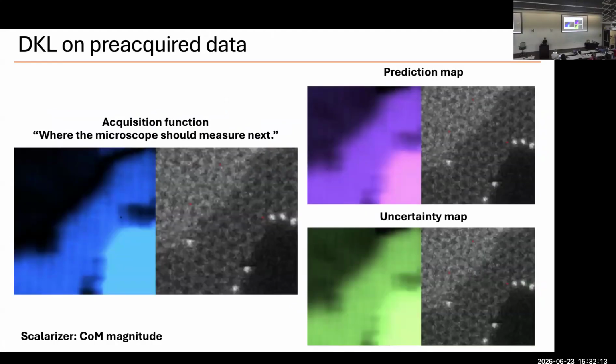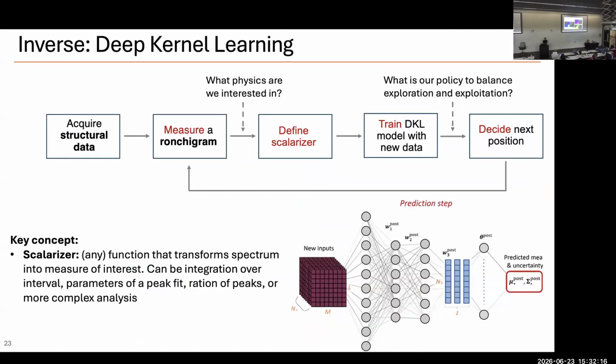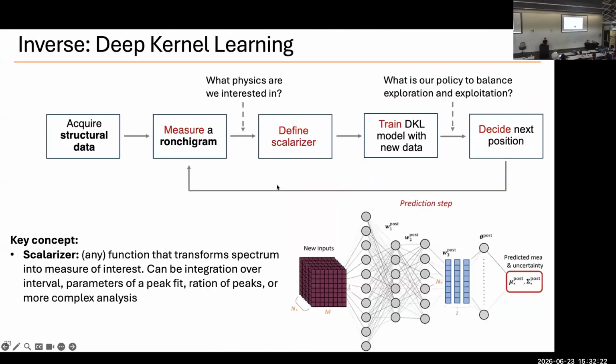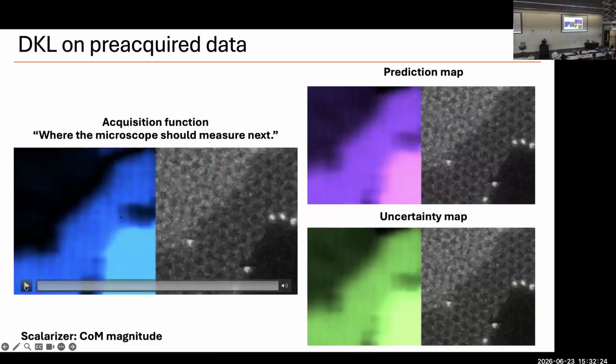I'll go through some examples. These are examples from this paper. You'll notice our own Sergey Kalinin on this paper and Kevin Roccapriore. What we're looking at here is bilayer, trilayer, and some single layer graphene, and just using that center of mass proxy for electric field.